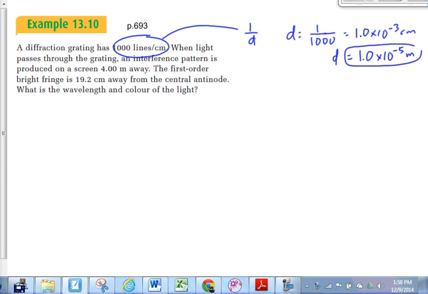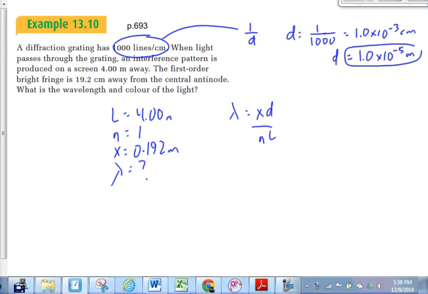We get the value of L, it's 4 meters. The first order bright fringe, n is going to be equal to 1. x is going to be equal to 0.192 meters. We want to find lambda. I want to use this equation because we've got all the variables that fit there.